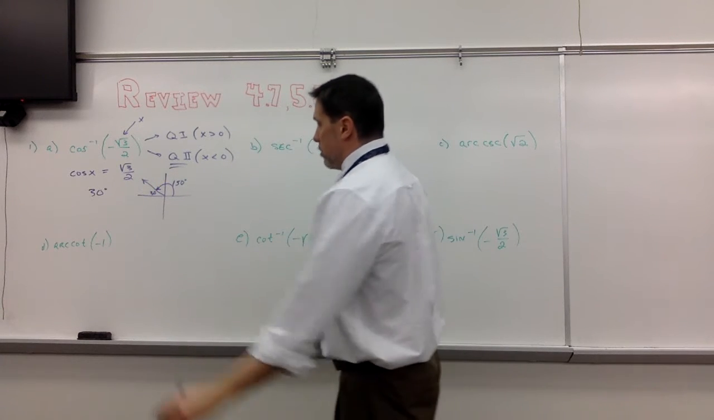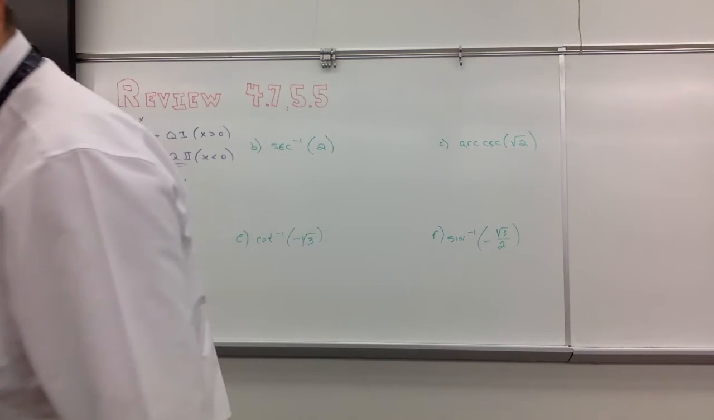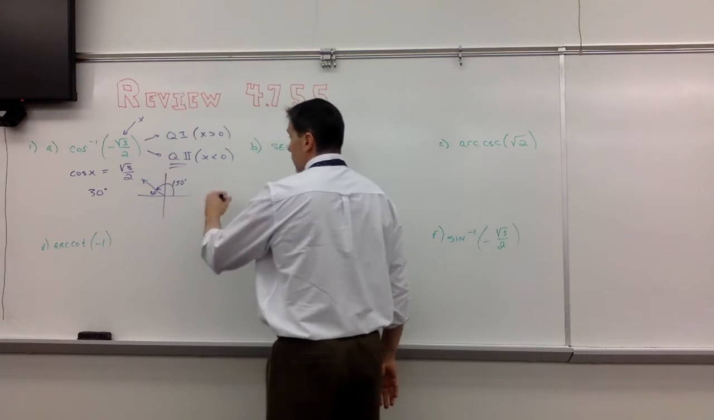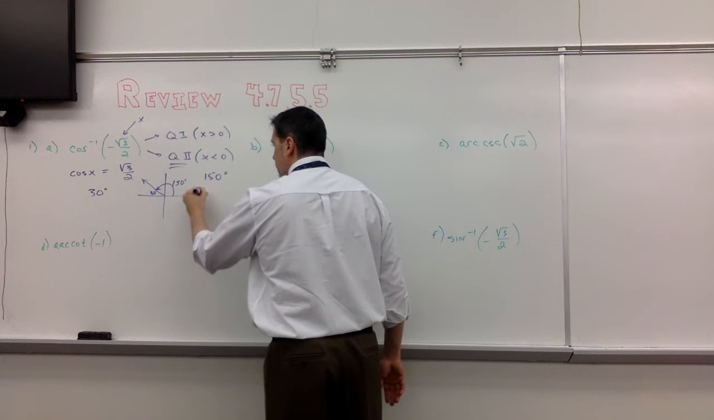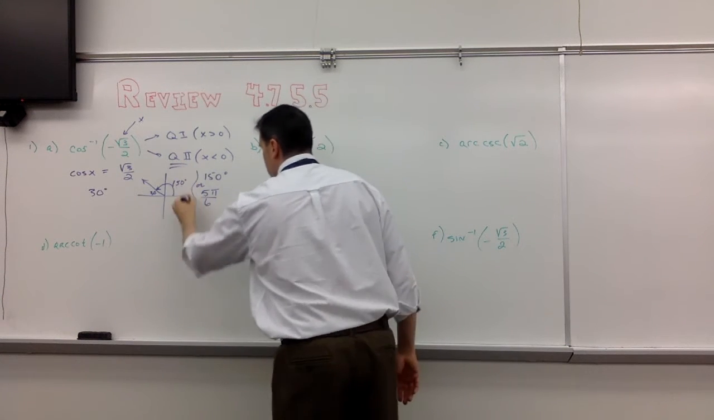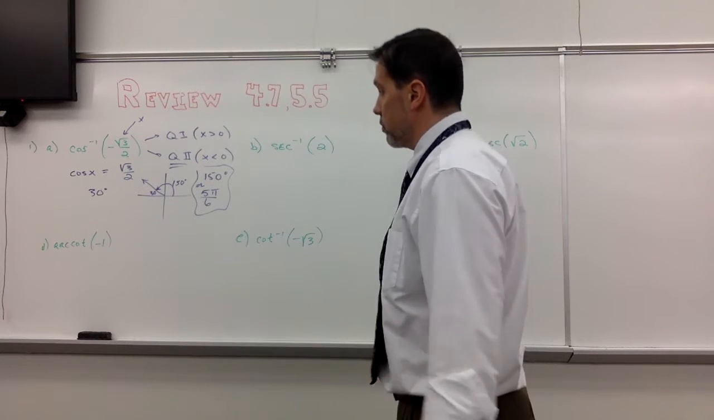Which is, in terms of radians, 5 pi over 6. The directions state exact principal value in both degrees and radians. So our answer is 150 degrees, and 5 pi over 6 if we're going with radians. So those would be our answers for the cosine inverse of negative square root of 3 over 2.